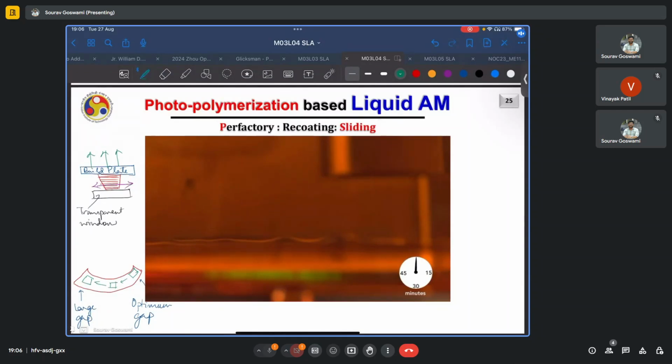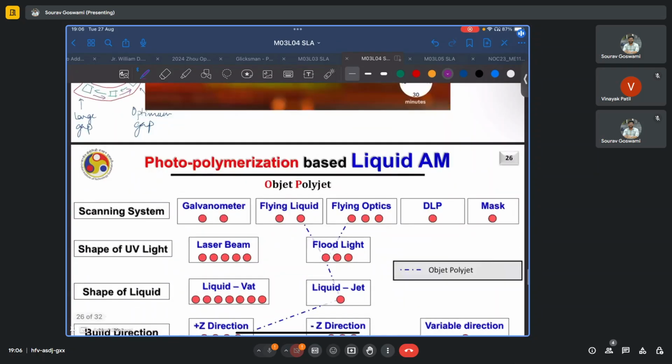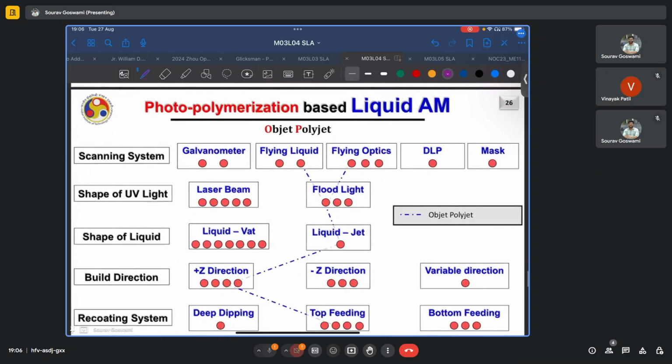Now the excess amount of resin will flow under the part, and then there will be relative motion again, and either the jar moves or your part moves and comes back to the region with the optimum gap. Now you have just the amount of resin which is needed for the next printing layer, and then you can continue. So such sliding based recoating mechanisms have also been implemented.